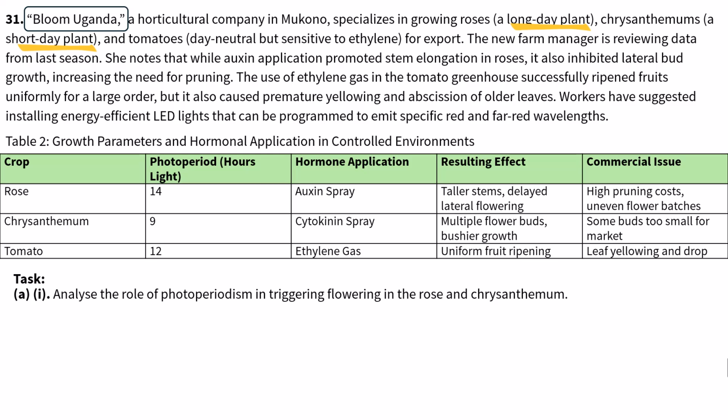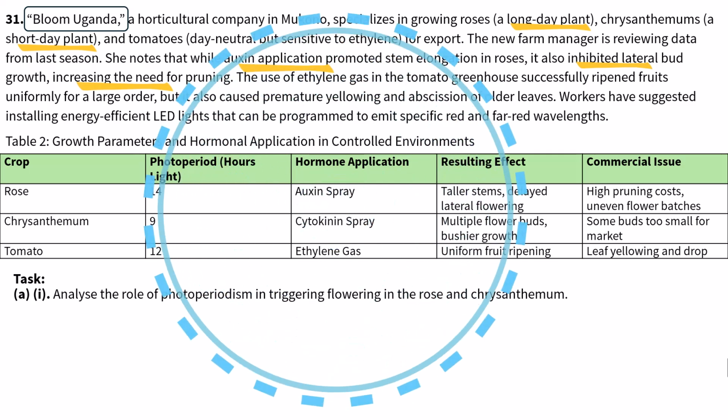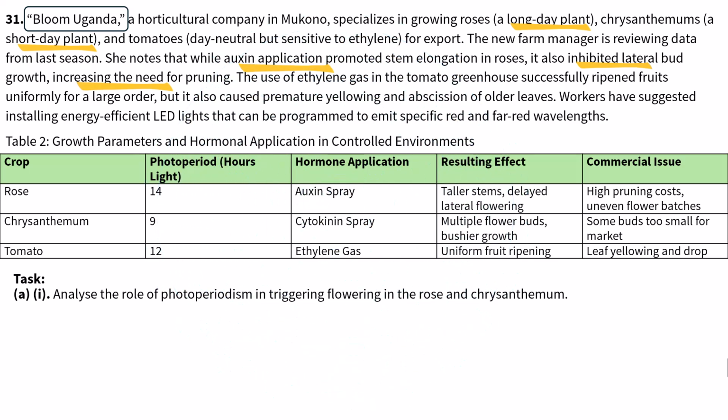She notes that while auxin application promoted stem elongation in roses, it also inhibited lateral bud growth, increasing the need for pruning. The use of ethylene gas in the tomato greenhouse successfully ripened fruits uniformly for a large order, but it also caused premature yellowing and abscission of older leaves. Workers have suggested installing energy-efficient LED lights that can be programmed to emit specific red and far-red wavelengths.